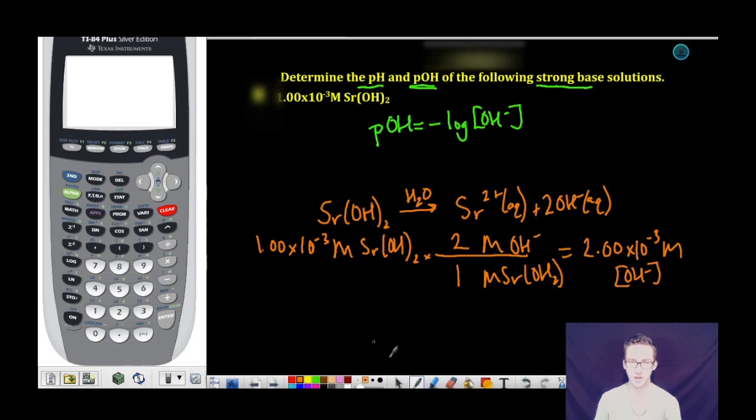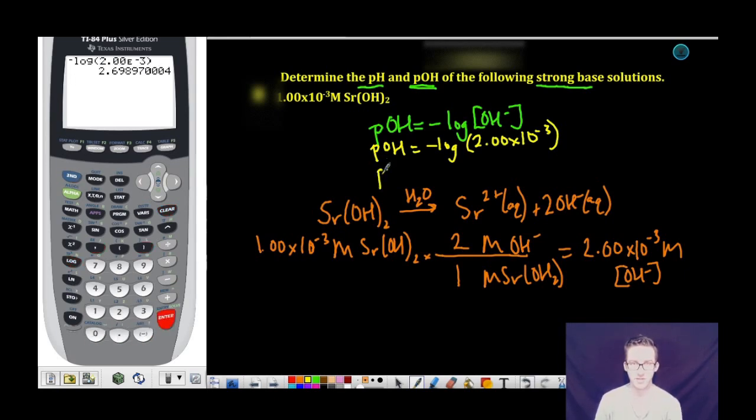Okay, so now that I know the concentration of my hydroxide ions, I simply take that value and plug it into the formula for pOH, which again is the negative log of that concentration. In this case, 2.00 times 10 to the negative 3. A quick trip over to my calculator, negative log 2.00, second E, negative 3, close parentheses, solve.